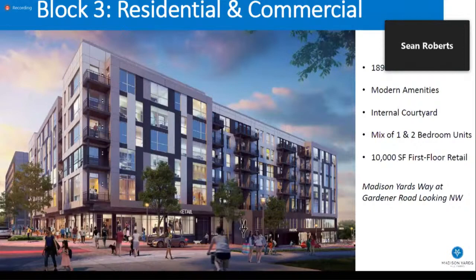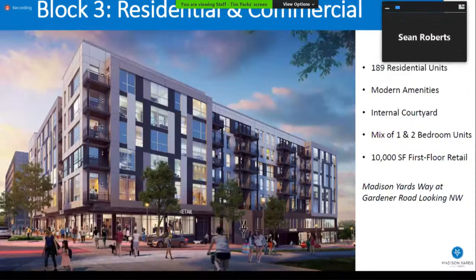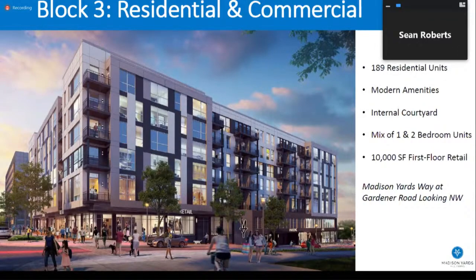So this is a rendering looking west. You can see the existing state building in the background. We are at 189 units. We are market rate, as we discussed. We have an internal courtyard surrounded by a U building. It's 5 stories of residential over the podium, which on University Avenue has underground parking and the lobby of the apartment. And then on Madison Yards Way to the south, there's a 1 floor grade difference, where we will have the commercial facing the central green. And that commercial area will be about 10,000 square feet of multiple tenants. Next slide, please.